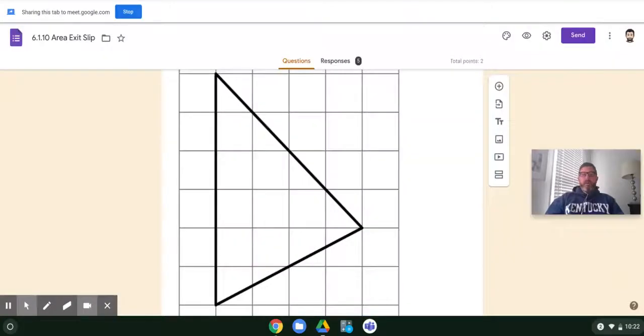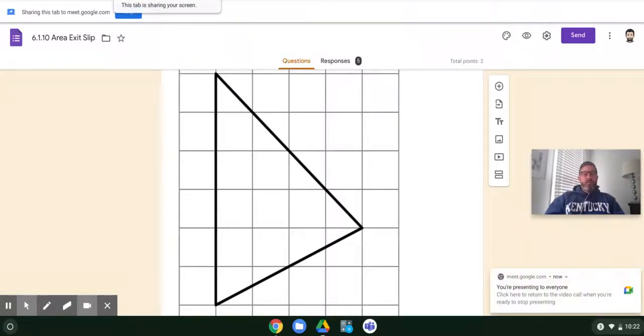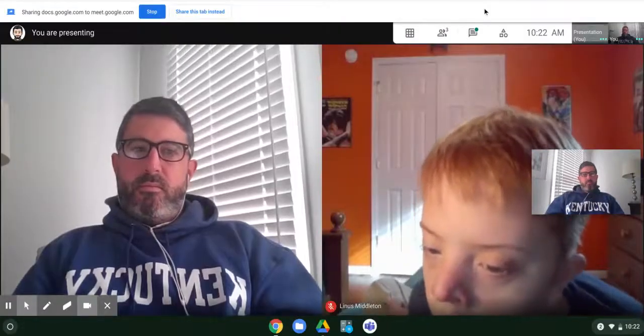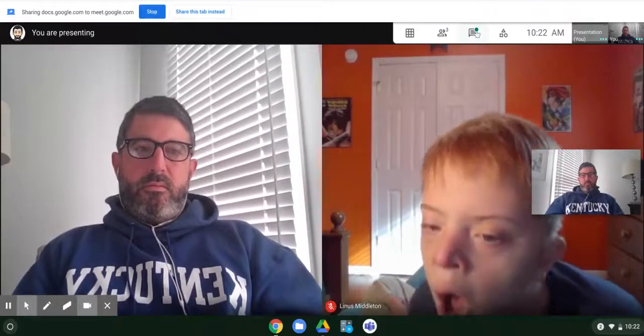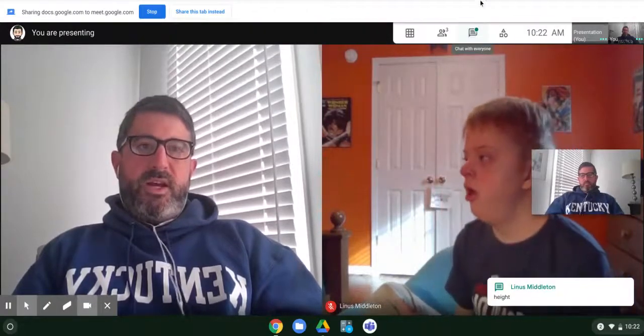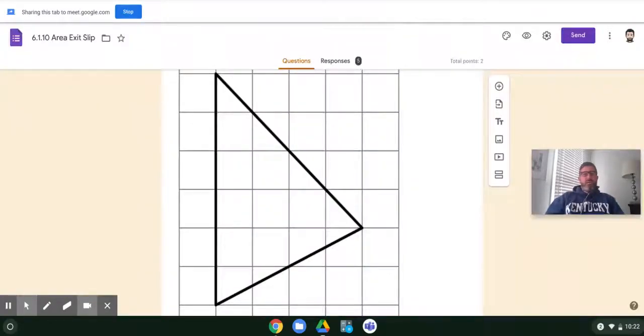So let's find the length of the line on the left. Six, that's right. So our base is going to be 6. Now what do we need to do? Can you tell me? Find the height, that's right. Now how do we do that?